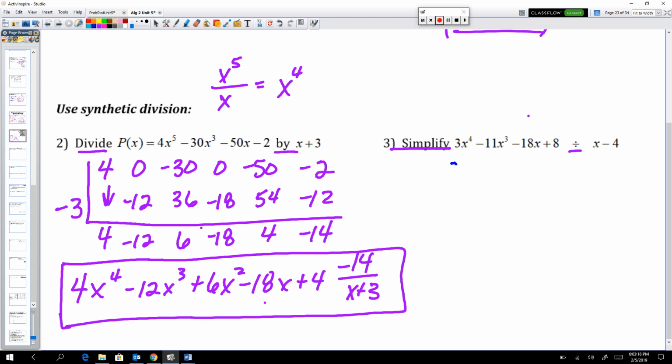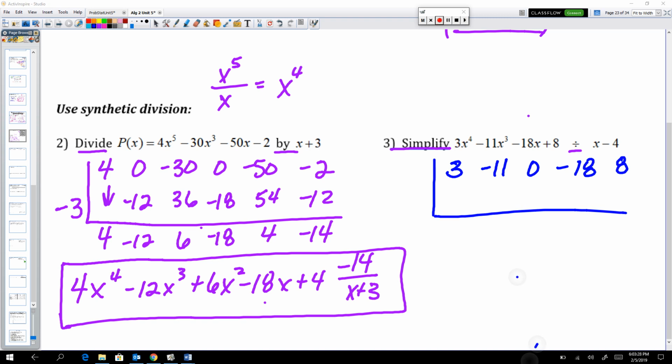And so we'll take our coefficients. We're missing a quadratic term, and that's the only one we're missing. Everybody was in order, and the number I will use outside is a 4. And I'll bring that 3 down, and then I'm going to ask you to pause the video and work out the rest of this and tell me what your polynomial answer is, and then check with my work in a minute.